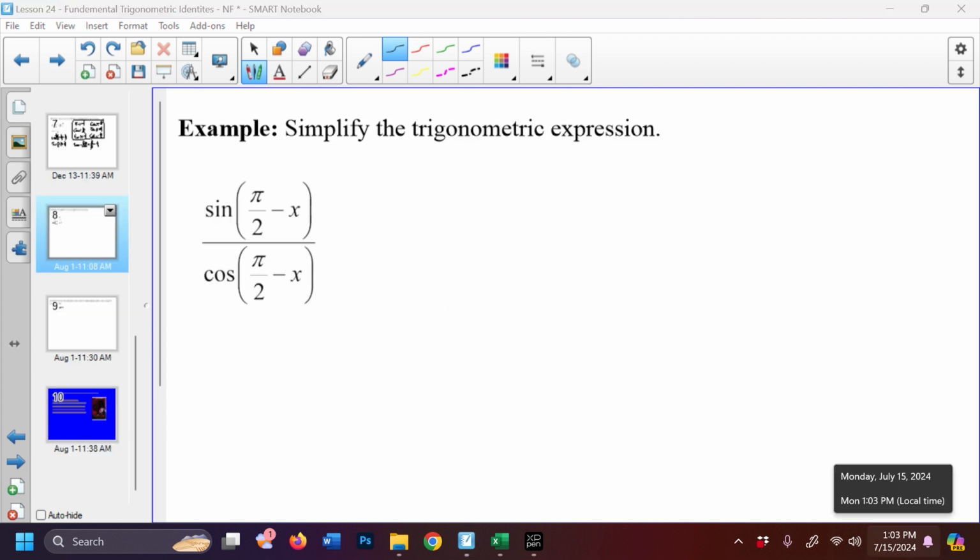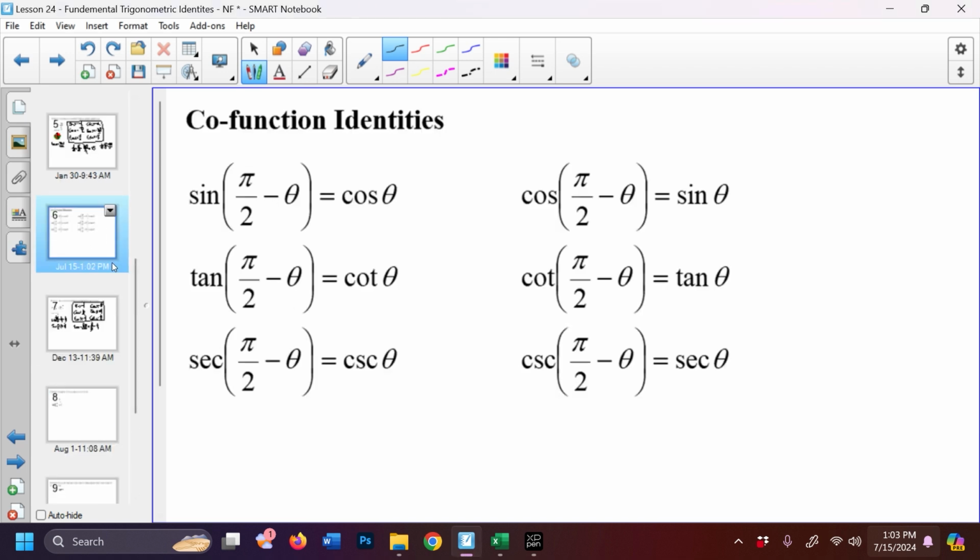Next, simplify the trigonometric expression. So right here, I have the sine of pi over 2 minus x and the cosine of pi over 2 minus x. Those look very much like the cofunction identities. So let's go back up here. Cofunction identities: the sine of pi over 2 minus theta is equal to cosine of theta, and the cosine of pi over 2 minus theta is equal to the sine of theta.